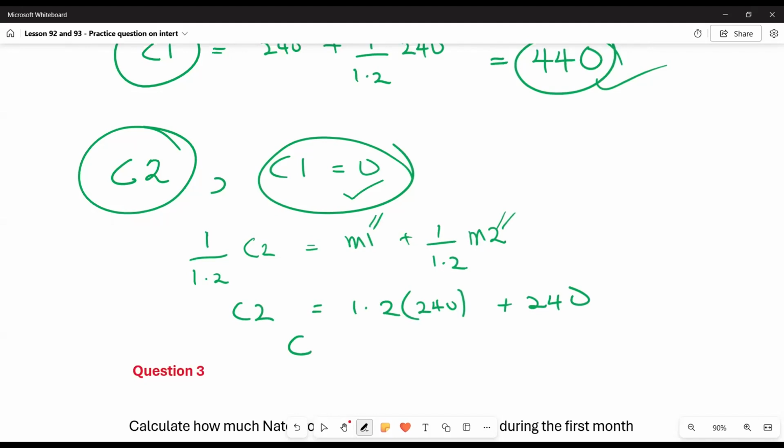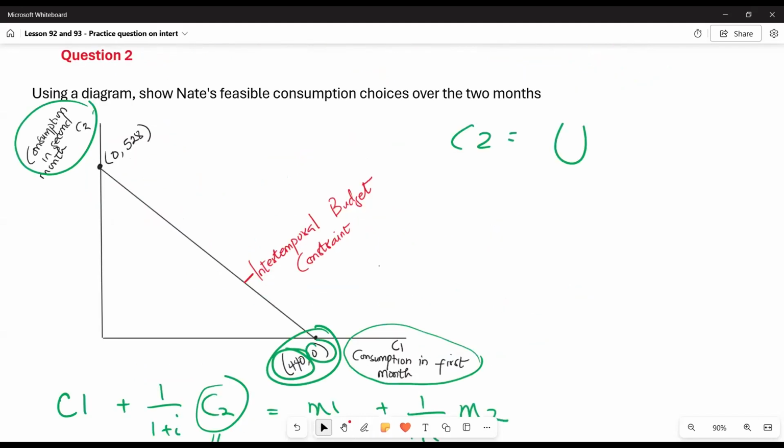So the value of future consumption, if present consumption is 0, is 528. So the maximum value of C2, if C1 is 0, is this. We see this on our graph represented as this, where our current consumption C1 is 0 and then C2 is 528. Now that we have these two intercepts, the x-intercept and the y-intercept, if we connect these 2 points, we get our intertemporal budget constraint.